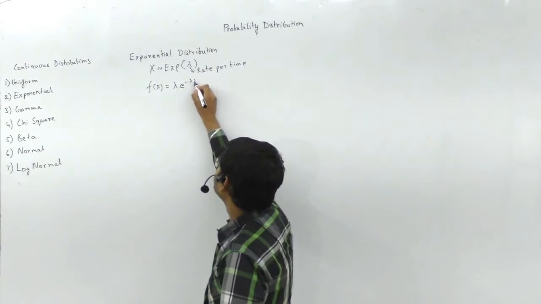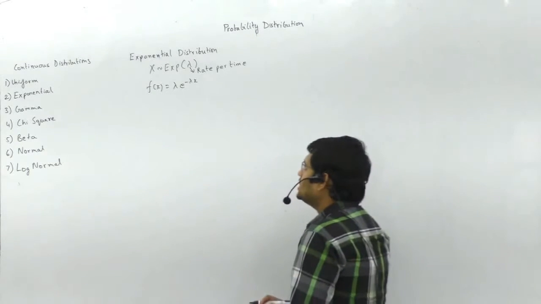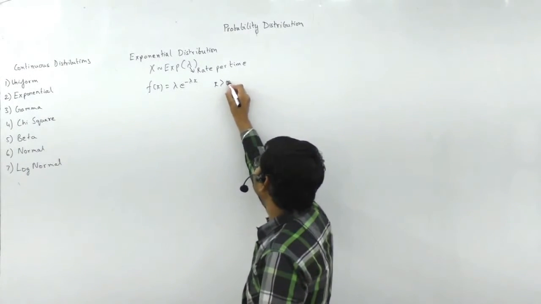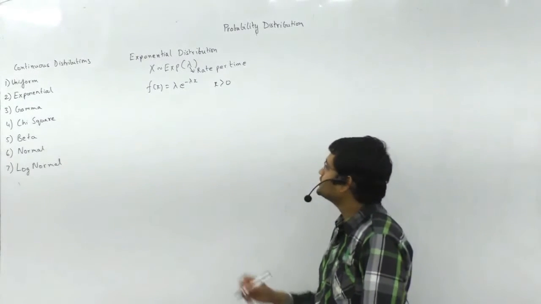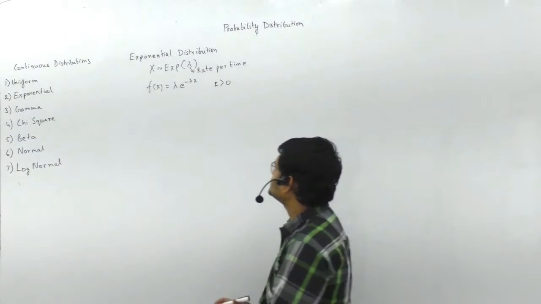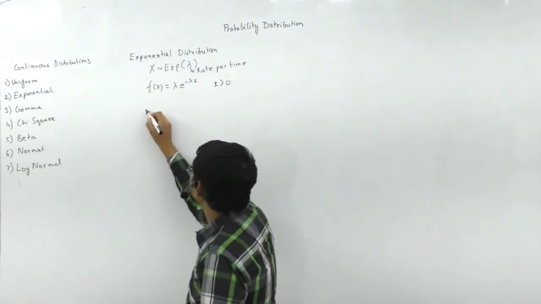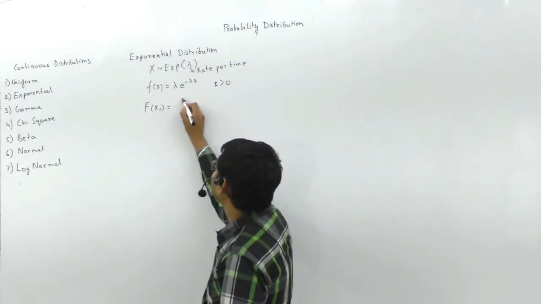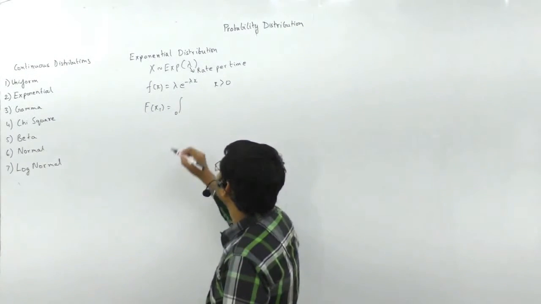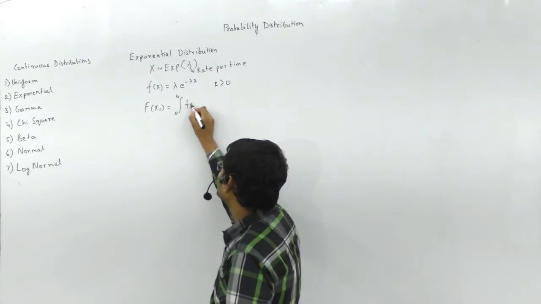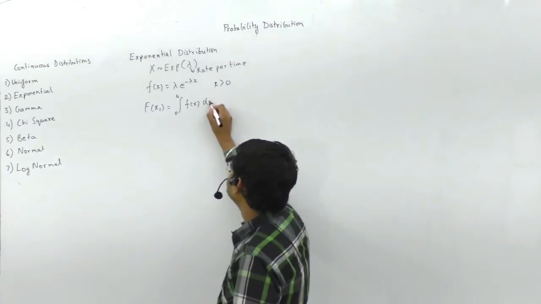Now the f(x), that is our probability density function for exponential distribution, is lambda e raised to minus lambda x. Now the limits for x is anywhere between 0 to infinity, so x is greater than 0. Now here let's find our capital F(x). Capital F(x) is nothing but the integration from the lowest limit to x1 of f(x) dx.